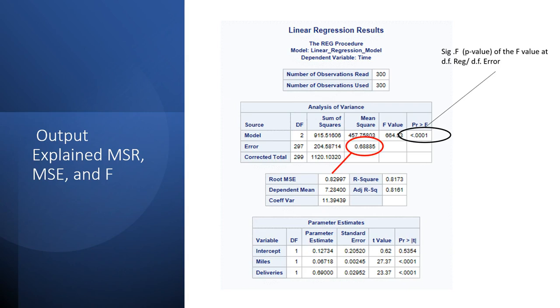And then the other thing we want to look at is our mean squared error. When we take the square root of that, we get what we call our RMSE, and this is your standard error value.